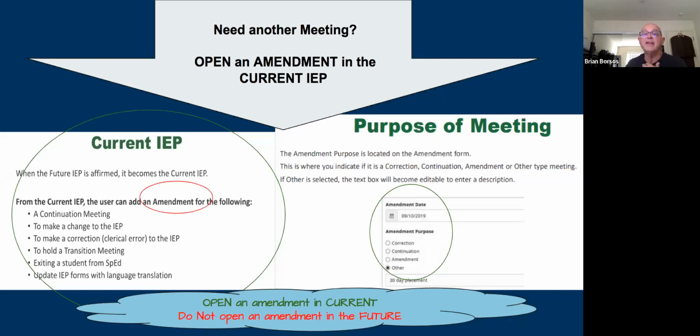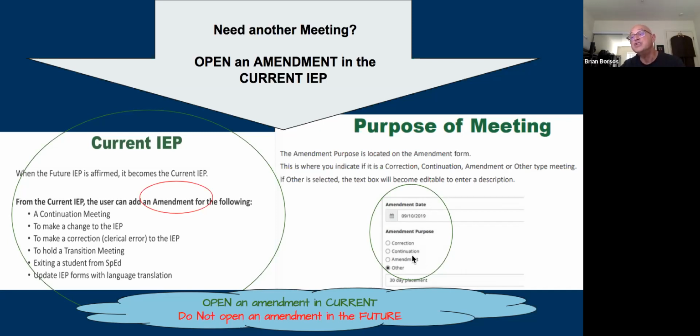You can add an amendment, and it really should always be from the current IEP. And then in the amendment, folks are going to be given the purpose of the meeting. So they're going to put the amendment date. They're going to say that it was either a correction to some errors that were made in the IEP when it was written, and that happens. There are often clerical errors.